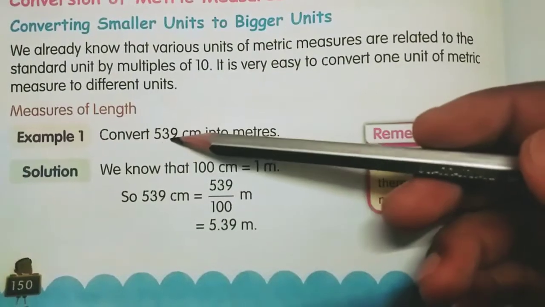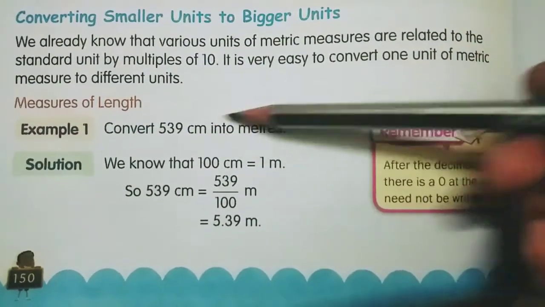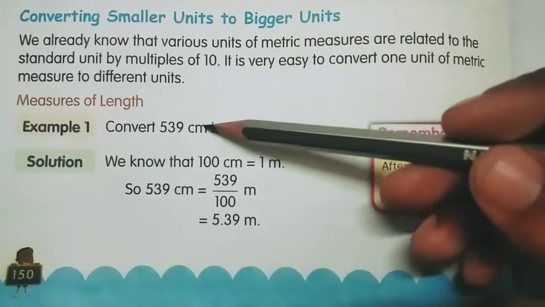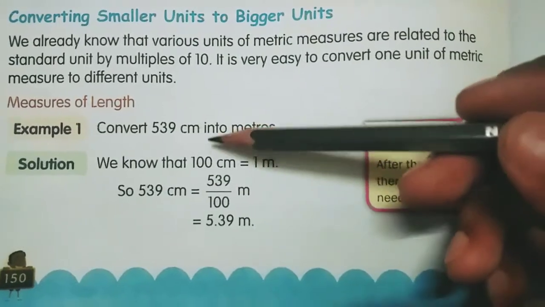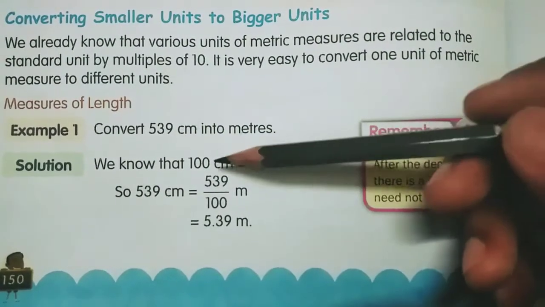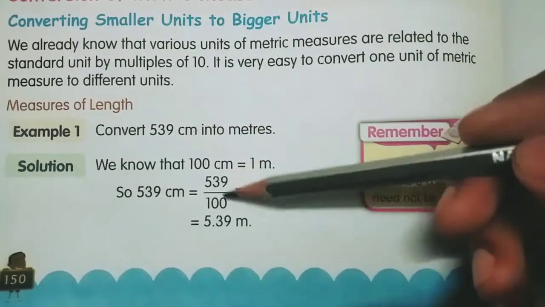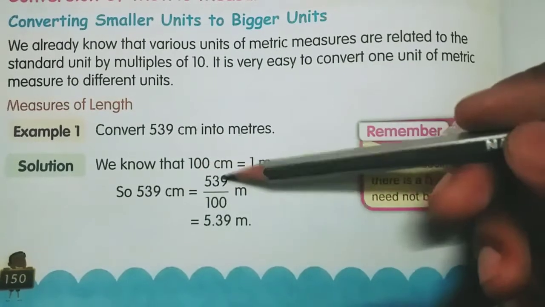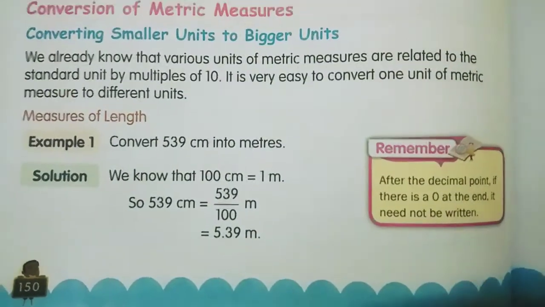So example number 1, 539 centimeter to meter. So you have to convert centimeter to meter. You have to see centimeter is smaller and meter is bigger. So smaller to bigger unit, you have to divide. So what is the relation between them? 1 meter equal to 100 centimeter. So you have to divide this number by 100. Okay, so 539 by 100. That is in meter, 5.39 meter. Understood?